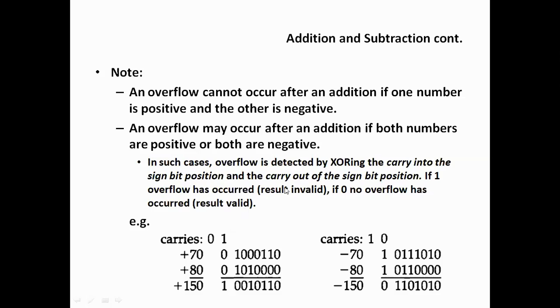What are those two carries? Those two carries are the carry into the sign bit position, and the second is the carry out of the sign bit position. What does that mean? For example, here is a number.